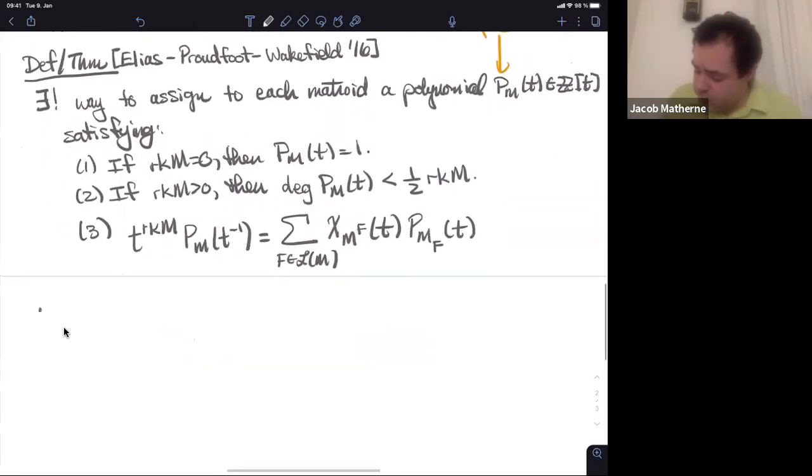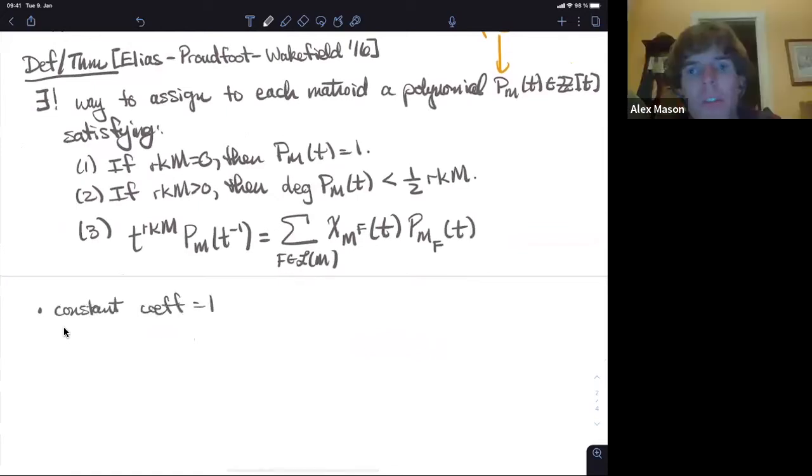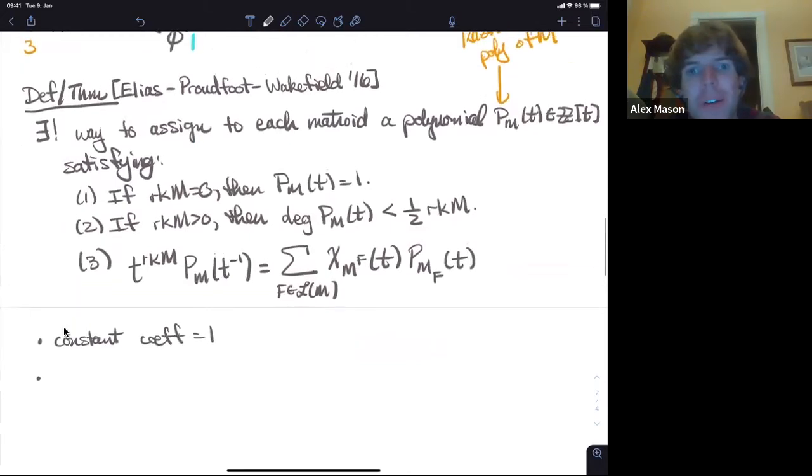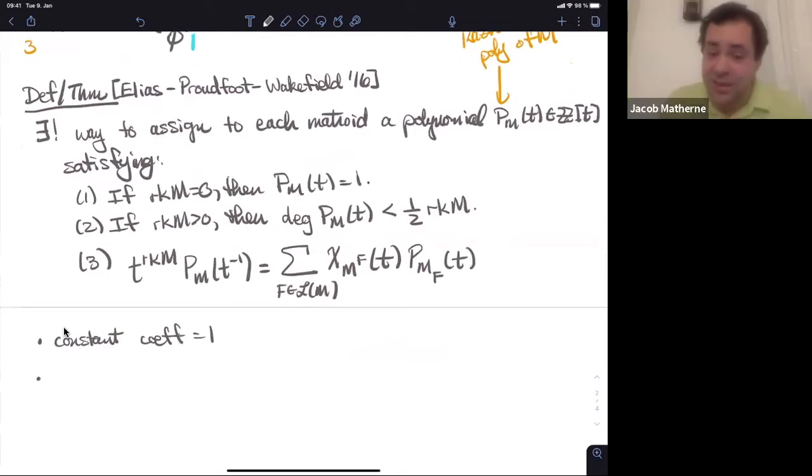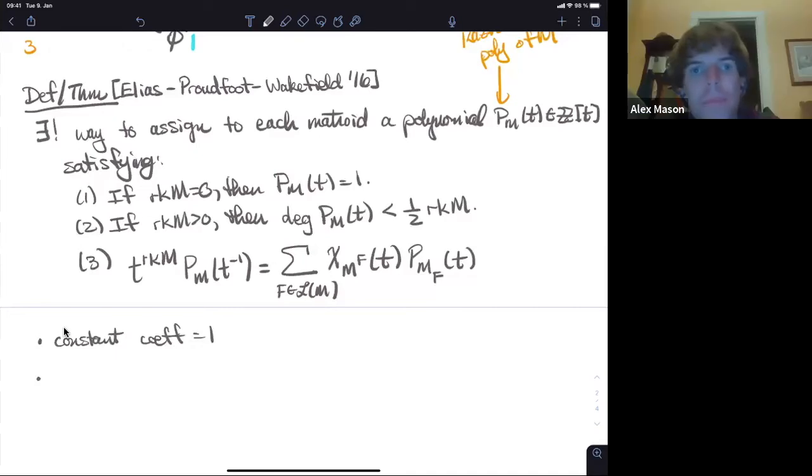So the constant coefficient is always 1. So I noticed that the expression on the right contains the polynomial itself when you set F to be the empty set. Yeah. So you definitely need number 2. So this degree bound is very important, or else you can't solve the equation. That's right. Okay. Yeah, good eye.